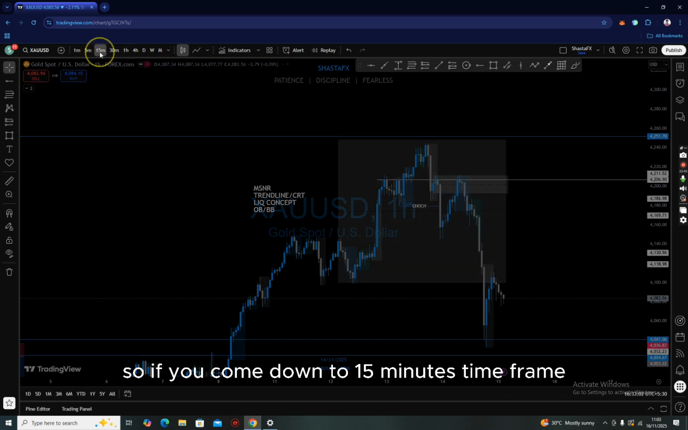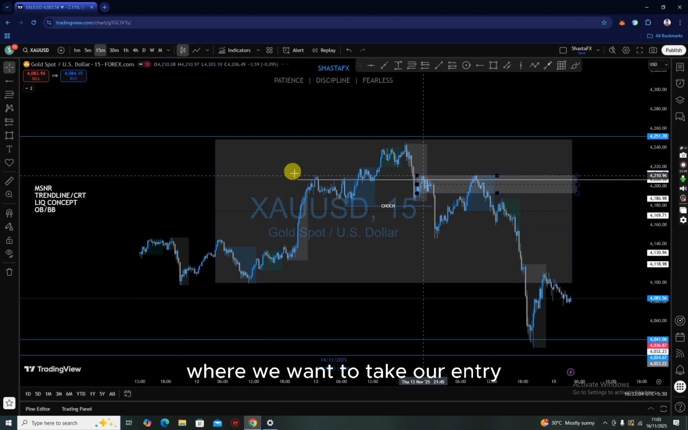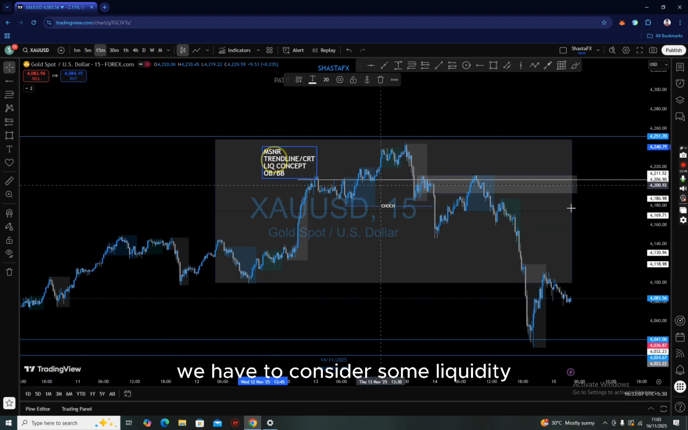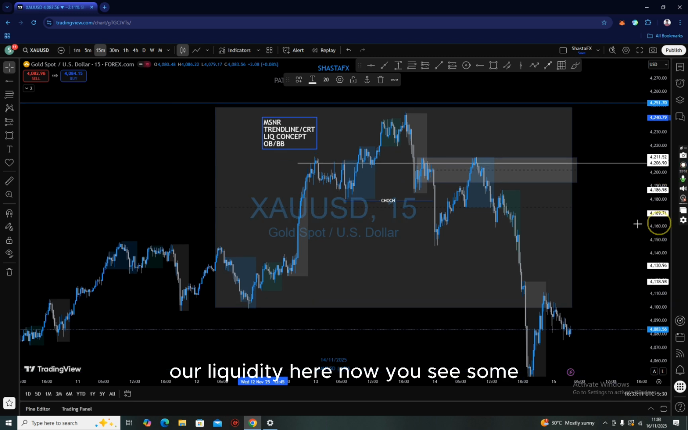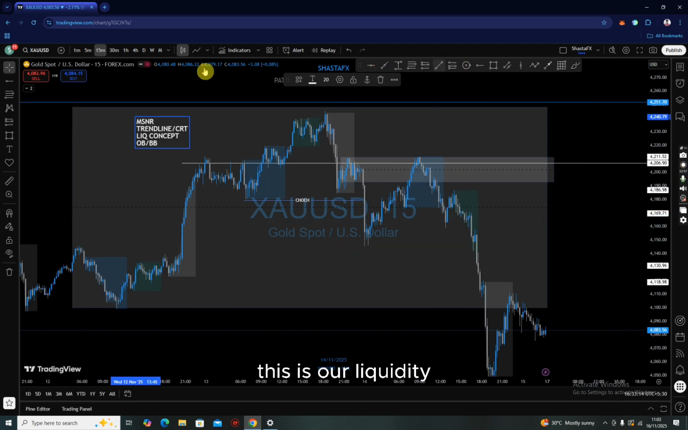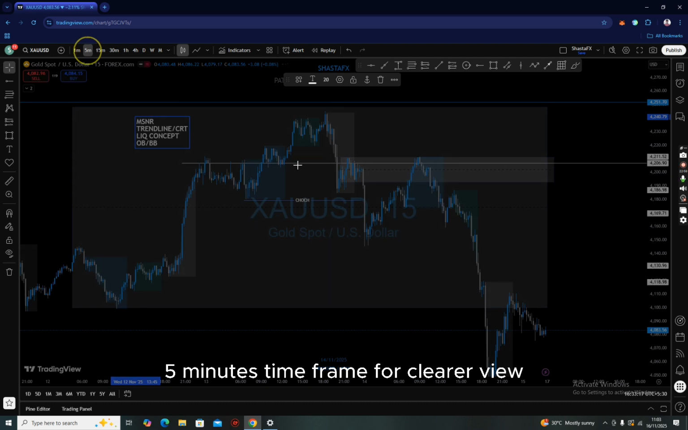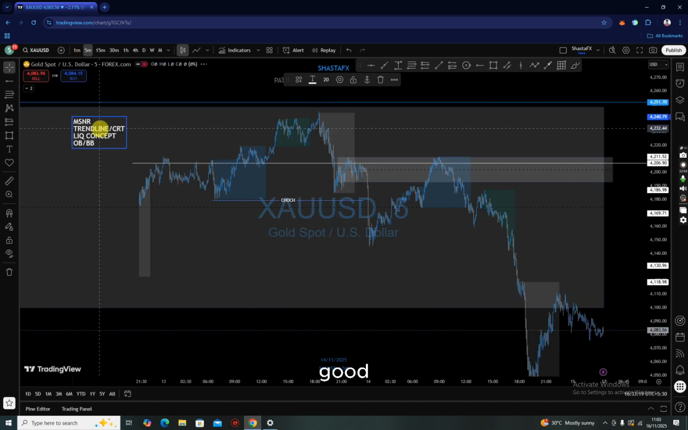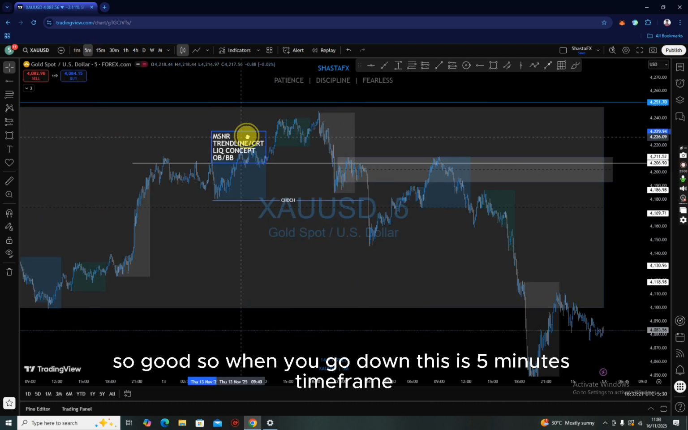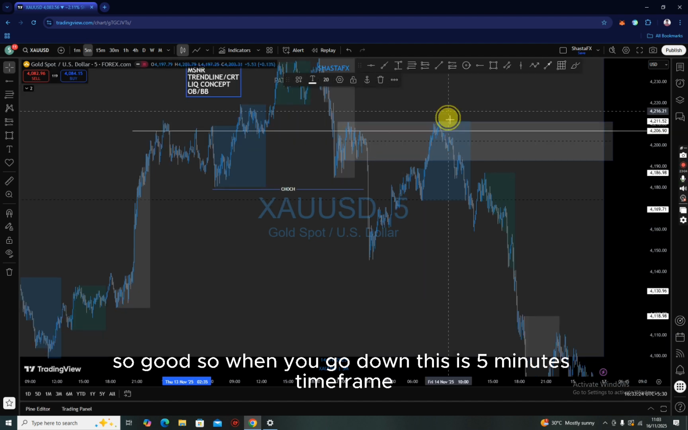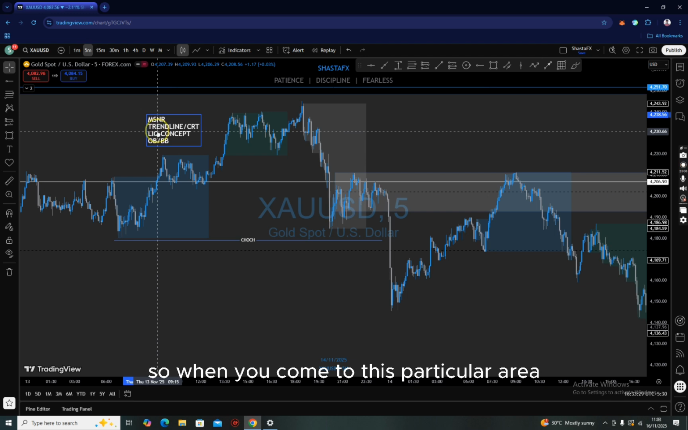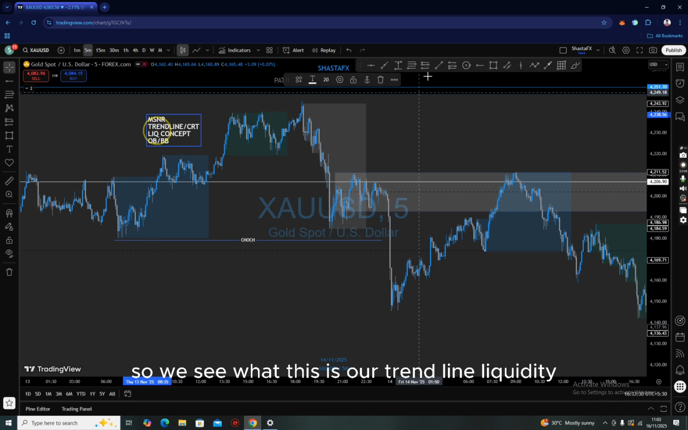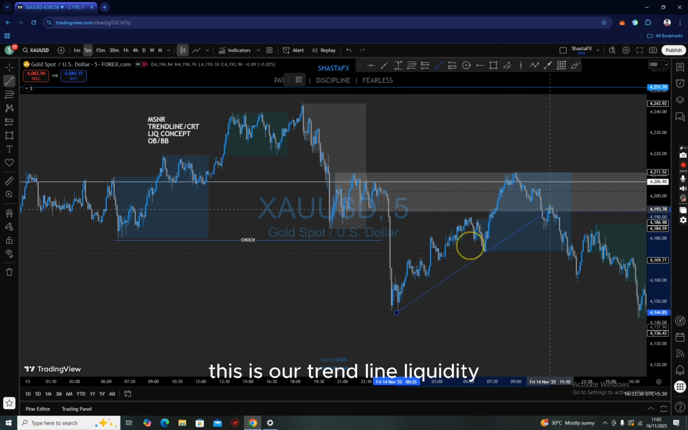So if you come down to the 15 minutes time frame where we want to take an entry, you have to consider some liquidity. Where is our liquidity? You see, this is our liquidity. I think this should be done on the 5 minutes time frame for a clearer view. So when you go down to this 5 minutes time frame and come to this particular area, we see this is our trend line liquidity.